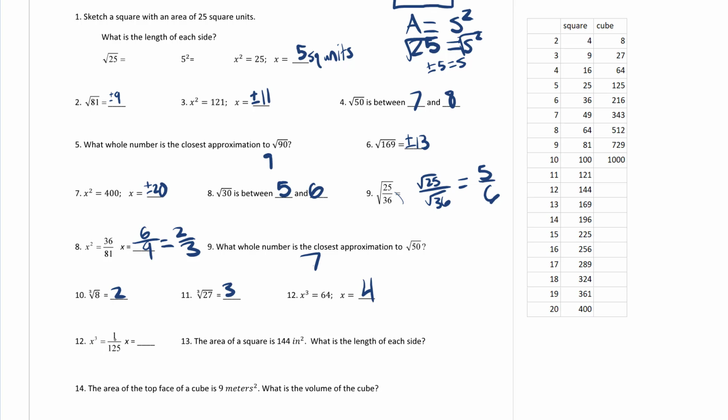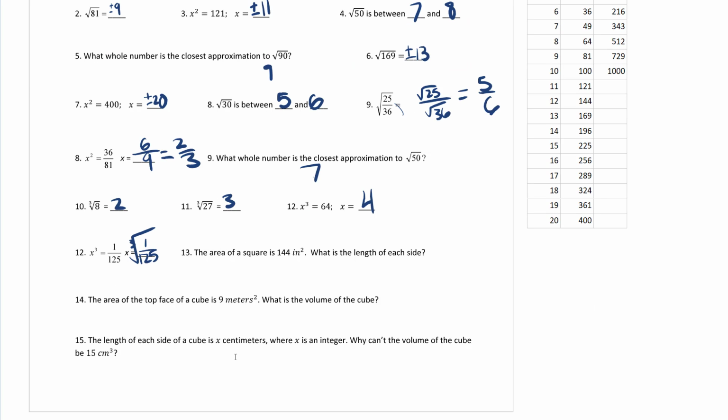If x to the third equals 1 over 125, then what must x equal? Well, we need to cube root both sides. So we're going to cube root the left and cube root the right and get the cube root of 1 over 125. Doesn't that sound fun? Not a pretty number. Whatever it is, I don't care.